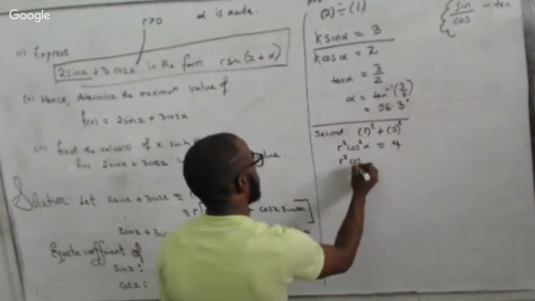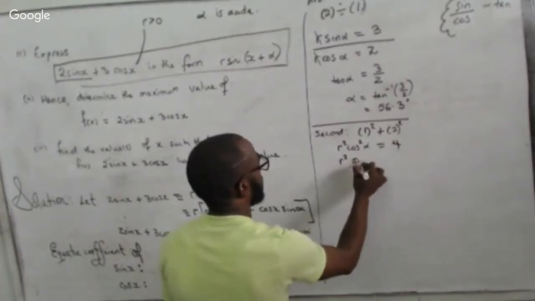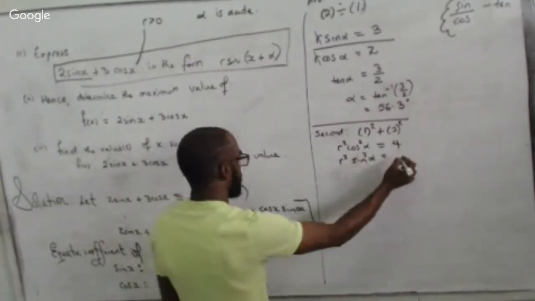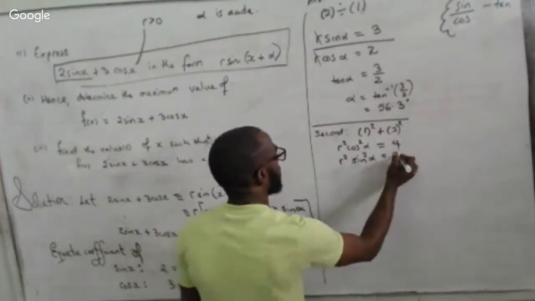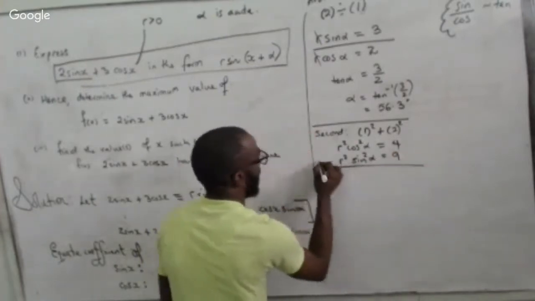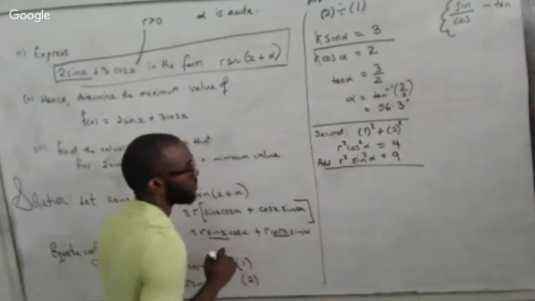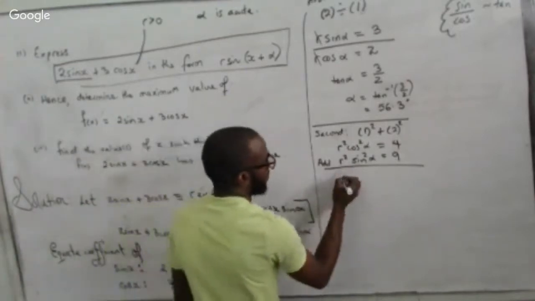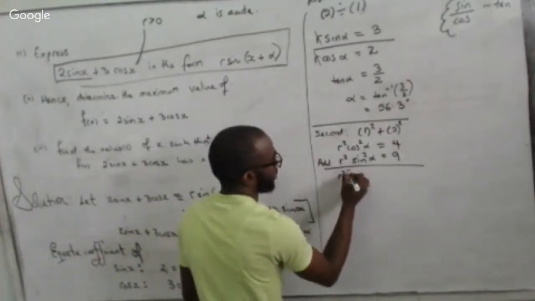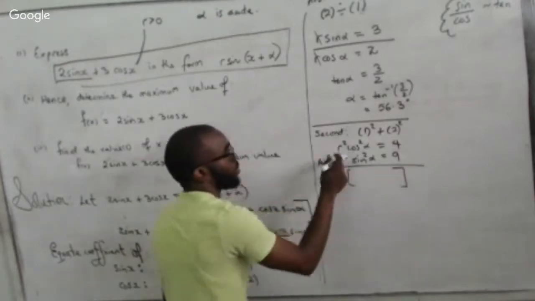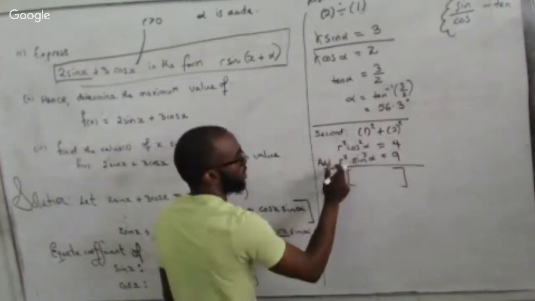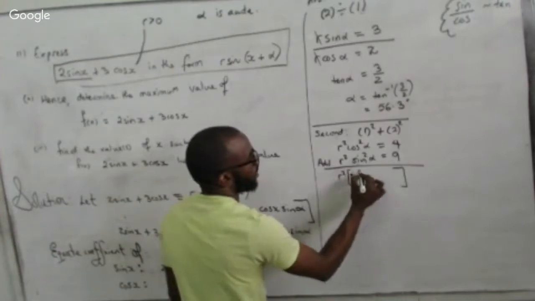R squared cosine squared alpha is equal to 3 squared, 9, and I add. When I do that, you can clearly see that I get r squared. R squared is clearly common in both of them, so I can factor the r squared and add. That's all.